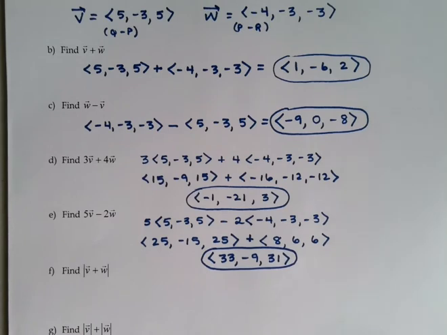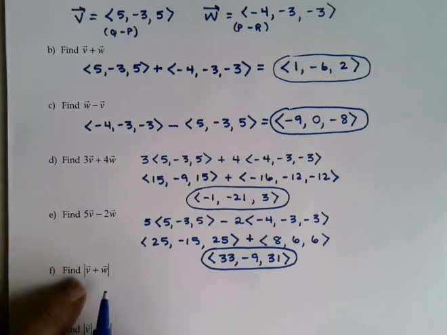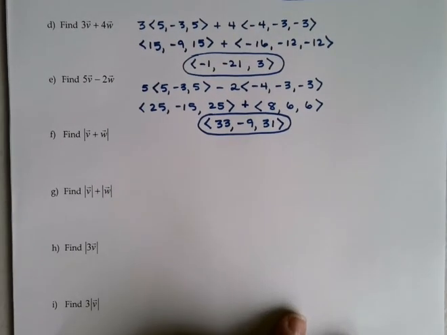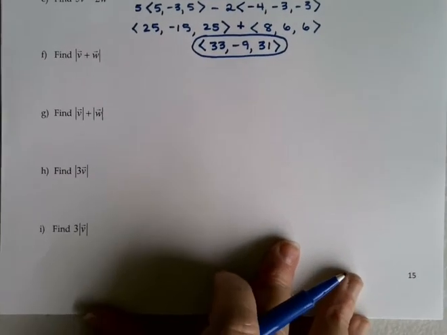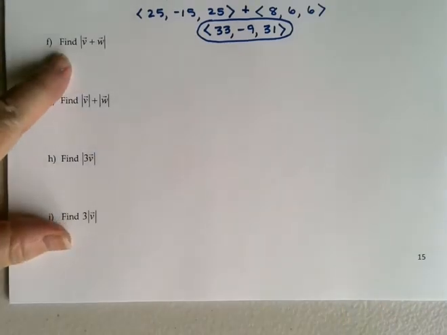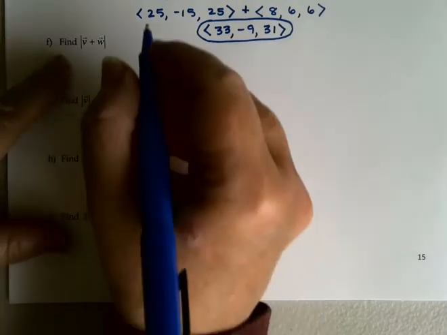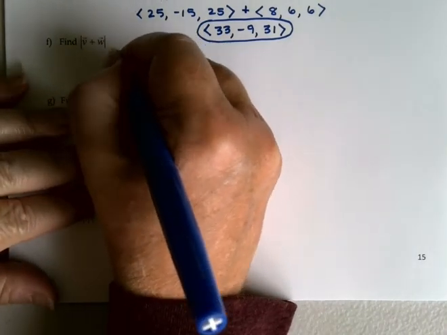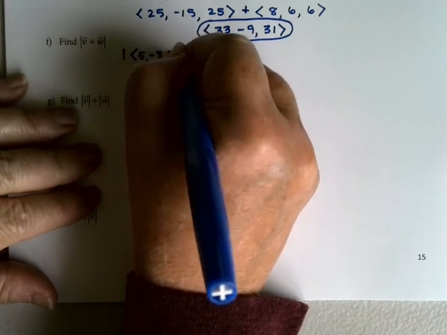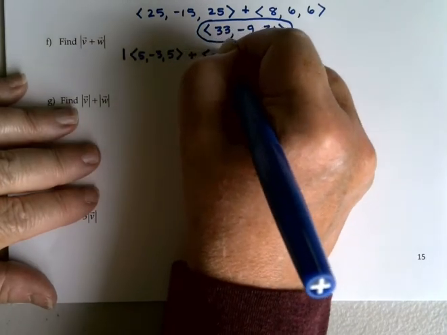All right, so that's just a combination of some of the various things we've looked at so far in this section. The last few examples all involve bringing back some things from the previous section. We're going to be using some magnitudes in combination with our sums, differences, and scalar multiples. So in F, I want the magnitude of v plus w. So that would be the magnitude of the v vector plus the w vector.